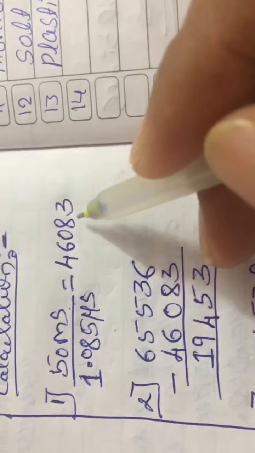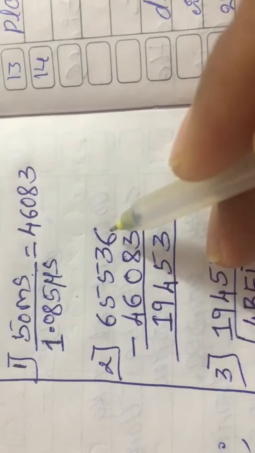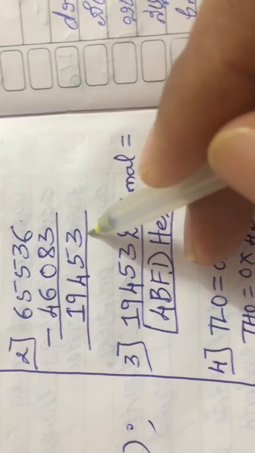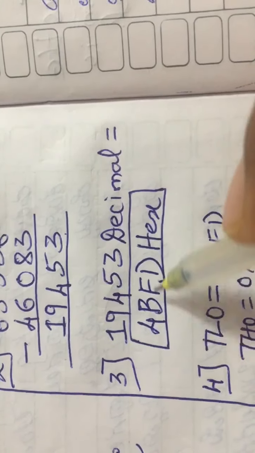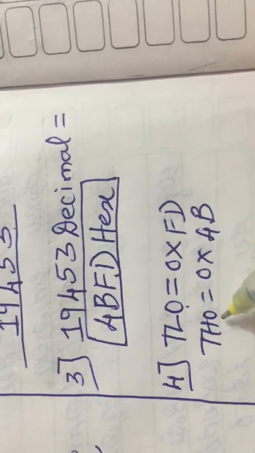I will get 46,083. This 46,083 is to be subtracted from 65,536 because we are in mode 1. So I will get 19,453. It is in decimal. Convert that to a hex value. You will get 4BFD. So FD is the lower byte, that is TL0, because we are using timer 0, and 4B is the higher byte that is to be loaded in TH0. It's very simple to calculate. So this is the process that we need to follow.